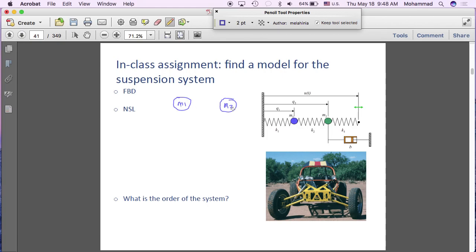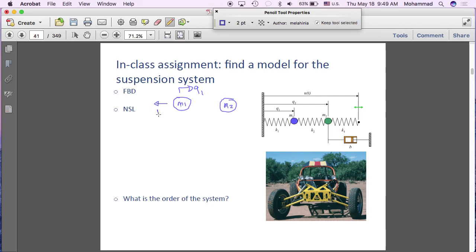So mass 1 and mass 2. So let's start with mass 1. If Q1 captures the net deflection of mass 1 from its equilibrium position, so from equilibrium position, Q1 captures displacement of mass 1, and to the right, Q1 to the right is positive. So this is Q1 displacement. If that is the case, we'll have a resistive force from the first spring.